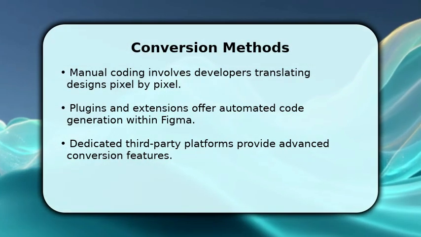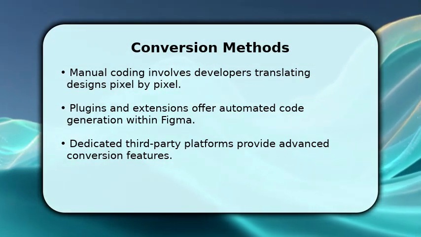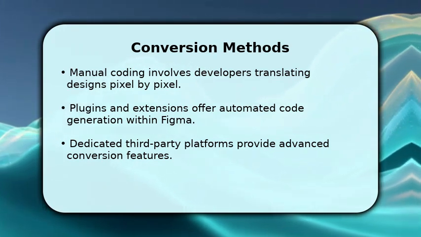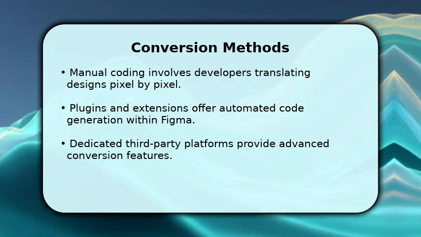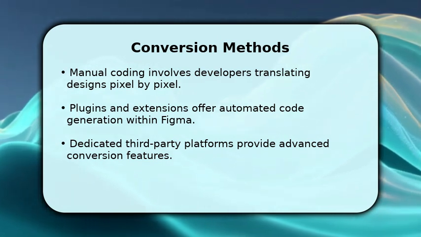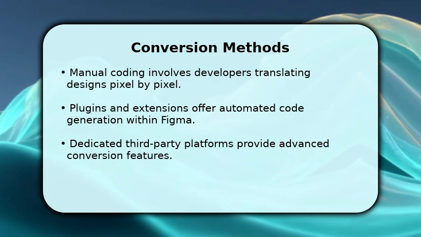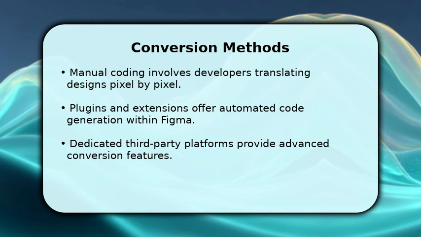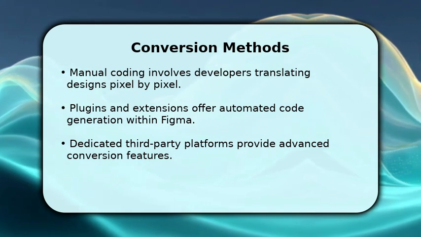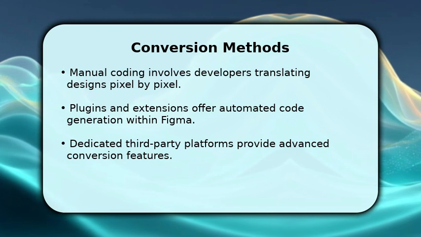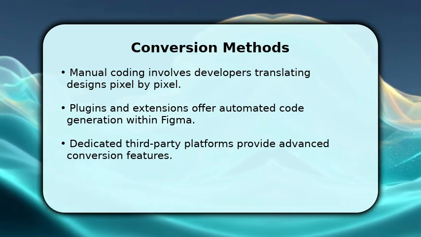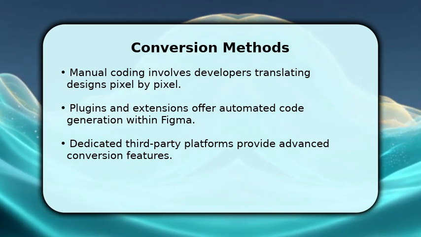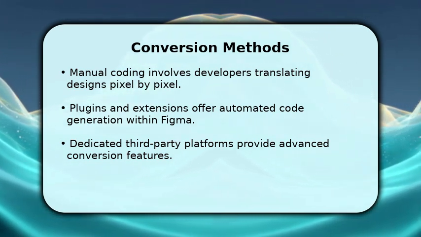There are several effective ways to convert your Figma designs into code. One common method involves using specialized Figma plugins that can generate basic HTML and CSS directly. Another powerful option is leveraging dedicated third-party platforms, which often provide more robust and customizable code outputs, including React or Vue components. Finally, some teams prefer a hybrid approach, using tools for initial scaffolding, and then refining the code manually for optimal performance and specific requirements.